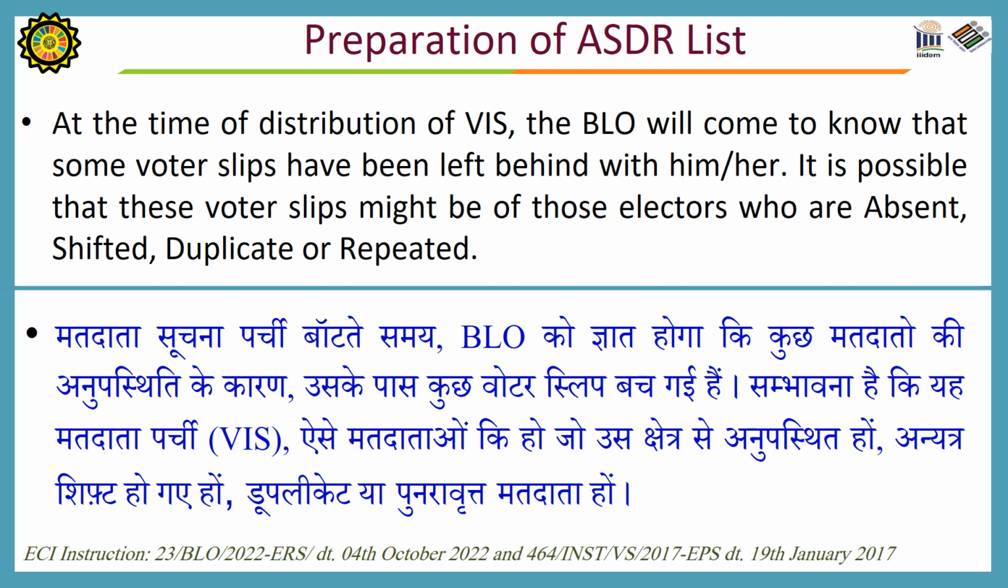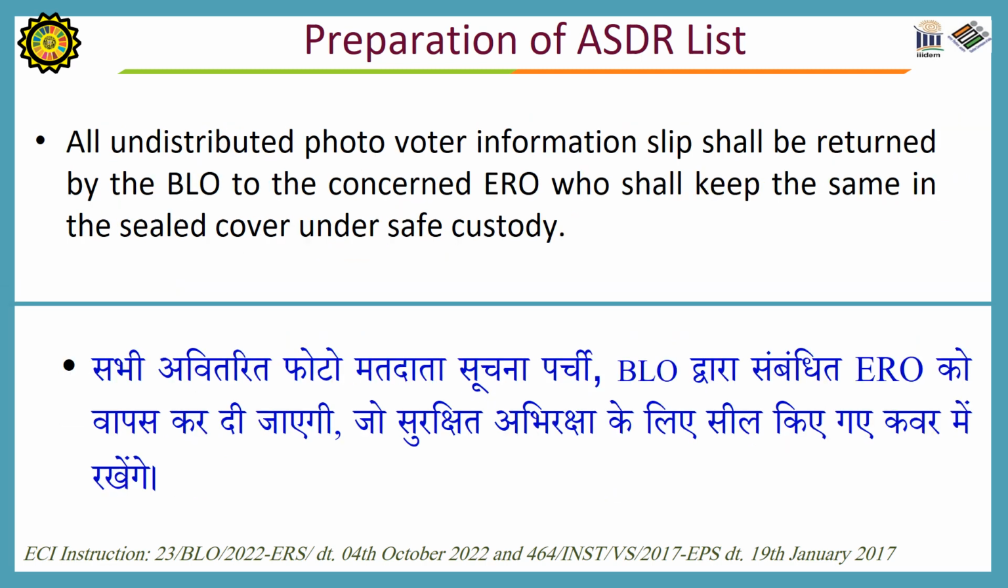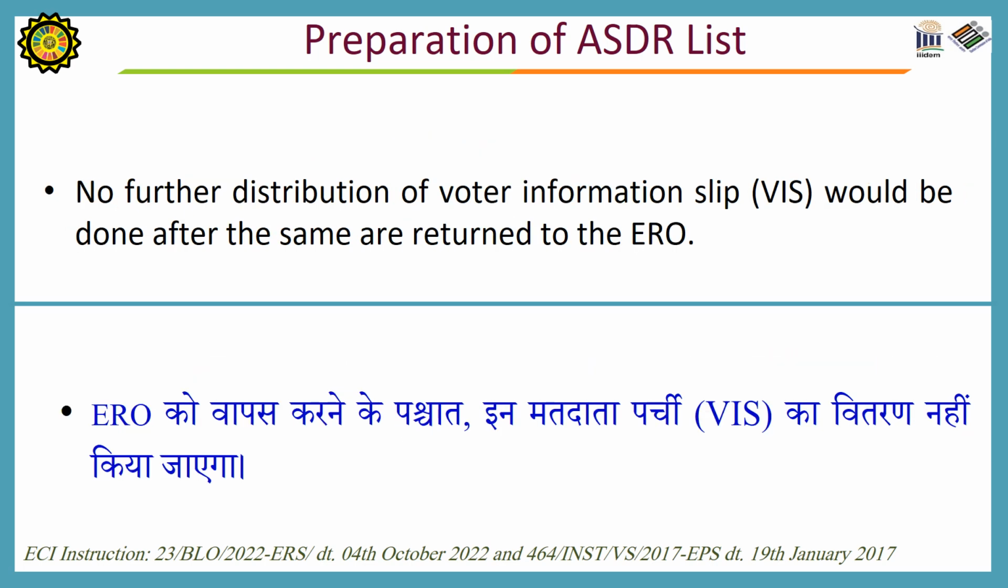Preparation of ASDR list. At the time of distribution of VIS, the BLO will come to know that some voter slips have been left behind with him. It is possible that these voter slips might be of those voters who are absent, shifted, duplicate, or repeated. All undistributed photo voter slips shall be returned by the BLO to the concerned ERO, who shall keep same in the sealed cover under safe custody. No further distribution of voter information slips would be done after the same are returned to the ERO.